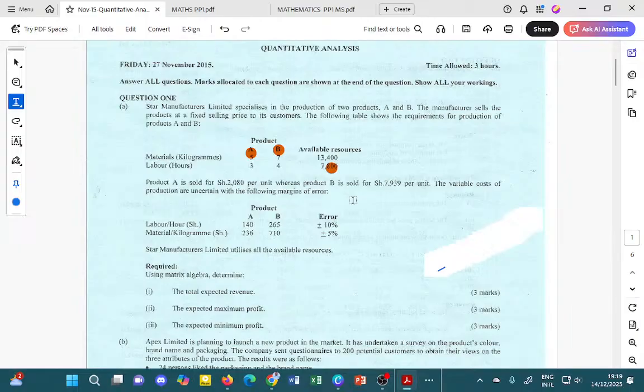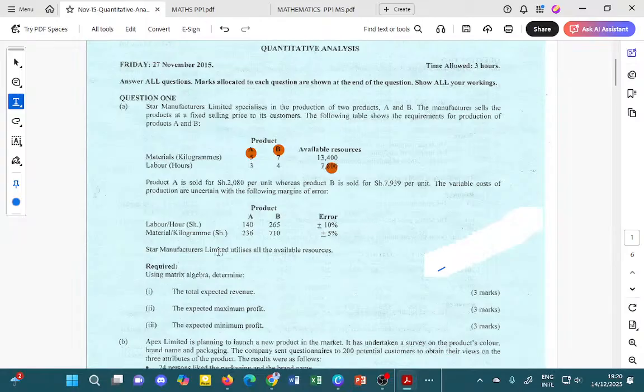So here we see the variable costs of production are uncertain with the following margins of error. Labor hour for product A is 140 with an error margin of plus or minus 10%, and that of material per kilogram for A is 236 and for B is 710, and it's both varying between -5 and +5.